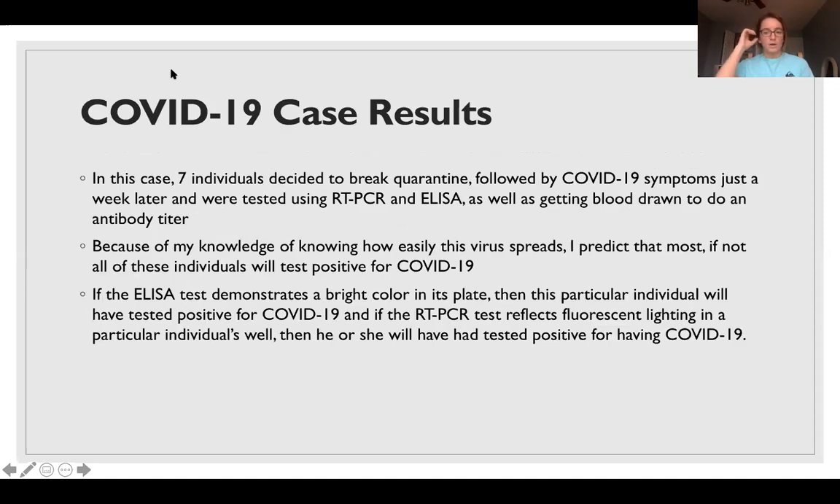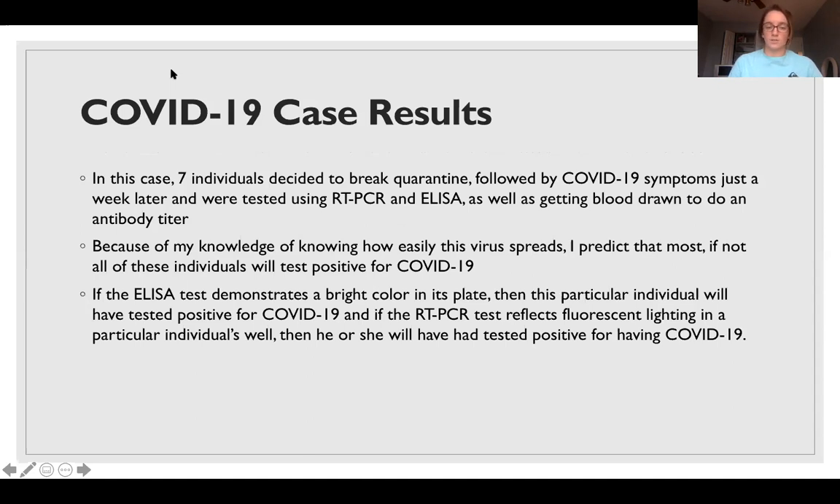Okay, so a case given to me by my professor was that 7 individuals decided to break quarantine by having a barbecue, and about a week later, they came down with some COVID symptoms. They were tested using the RT-PCR and ELISA, as well as getting blood drawn to do an antibody titer.